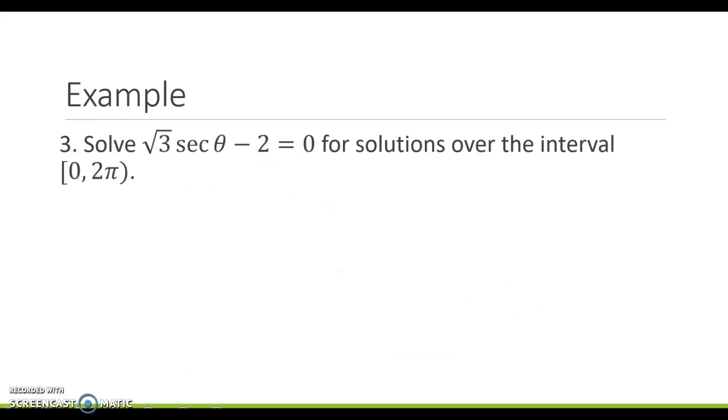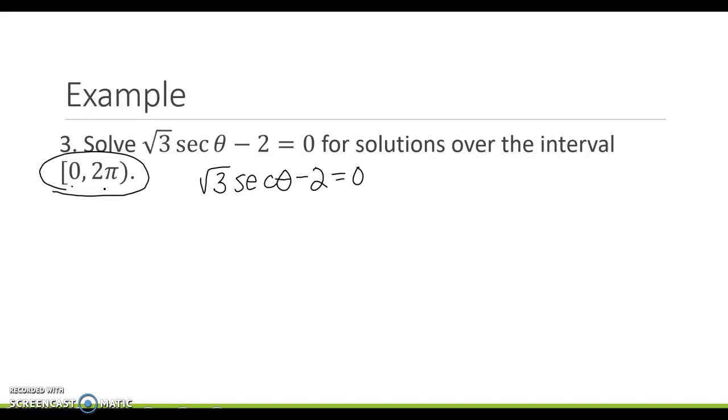Third one. So now we're solving square root of 3 secant theta minus 2 equals 0. And notice how this one's termed just a little differently for solutions over the interval 0 to 2 pi. So this means the same thing as number 2. It's just using interval notation this time. It's still saying we want our solutions to be from between 0 and 2 pi. So they're going to be radian answers, 1 revolution of the circle.